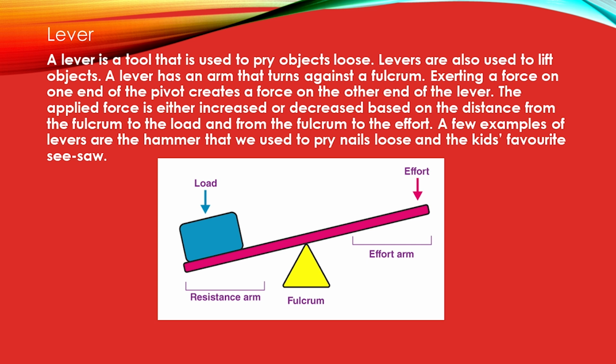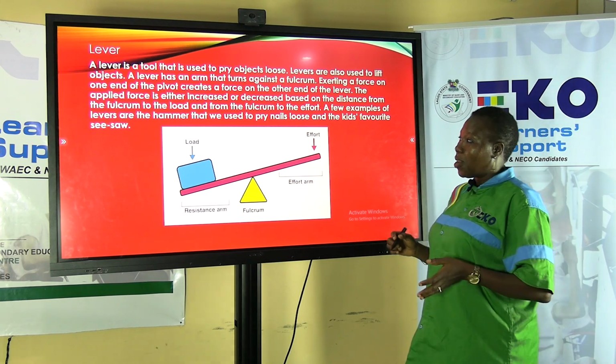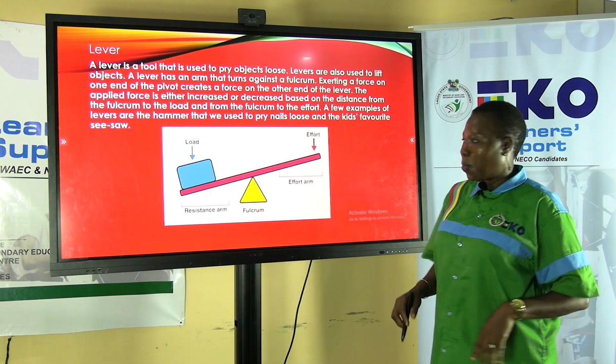A few examples of levers are the hammers we use to pry nails loose and the kid's favorite, the seesaw.